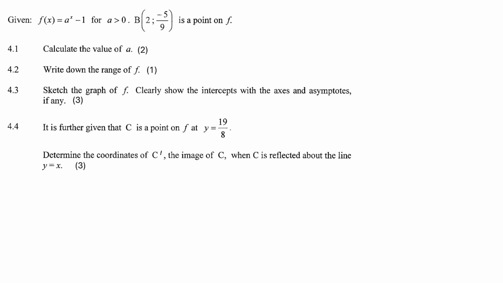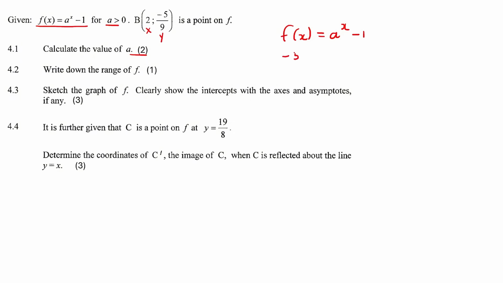Given that f of x is this graph over here, that is an exponential, right? Because it's got the x as the exponent. A is a positive number. B is a point that is on that graph f. This question says calculate the value of a. Now that's an easy one, because all we do is say that f of x is equal to a to the x take away 1, and then we can just plug this point in, because we know that that is x and that is y.